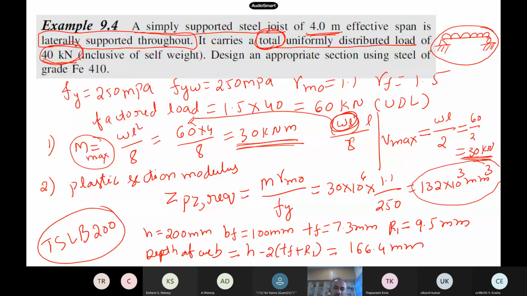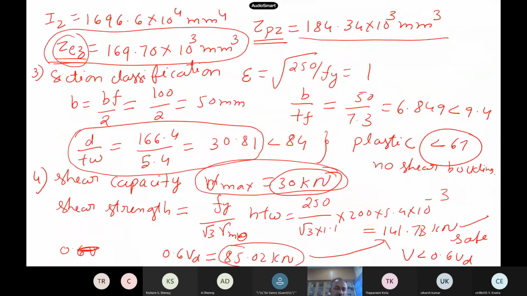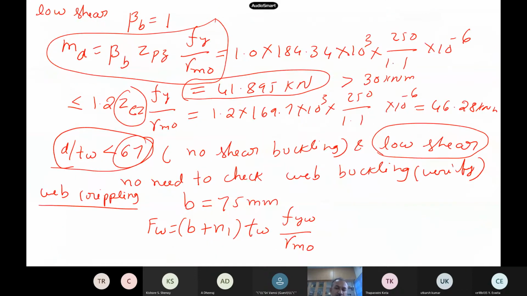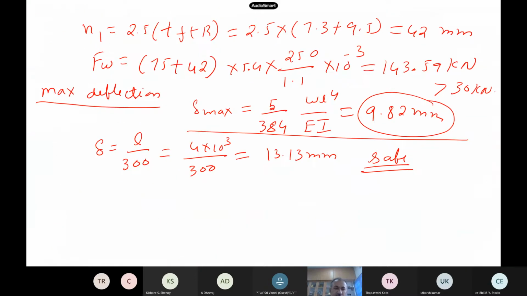So I explained this problem, that is the low shear case. How do we calculate? It is very easy. Here the web buckling check is not at all required. Just web crippling is sufficient. And I think when you do all the calculations, you get your safety.